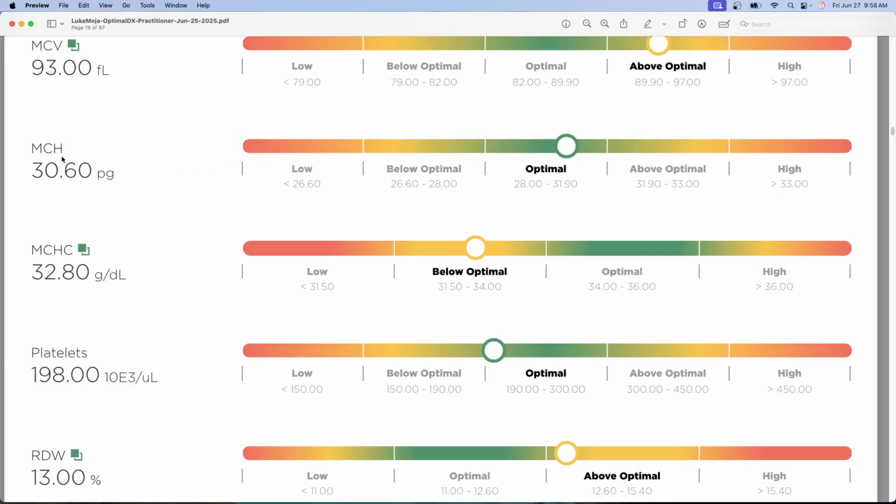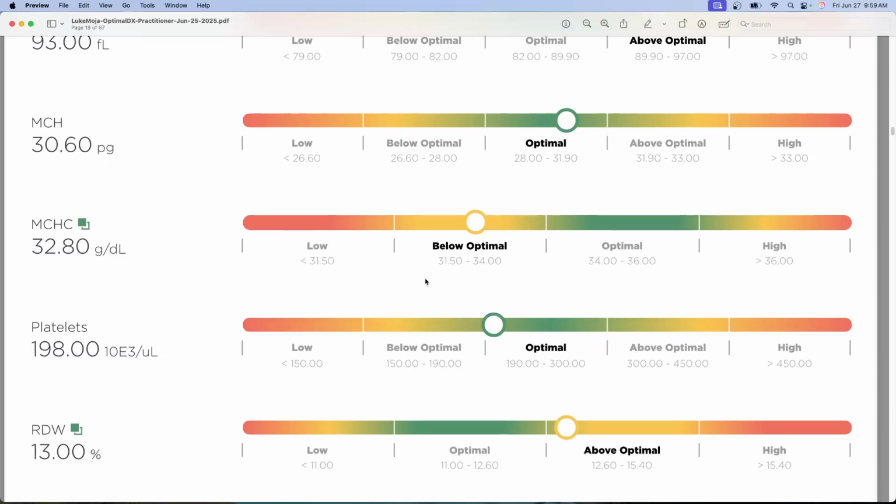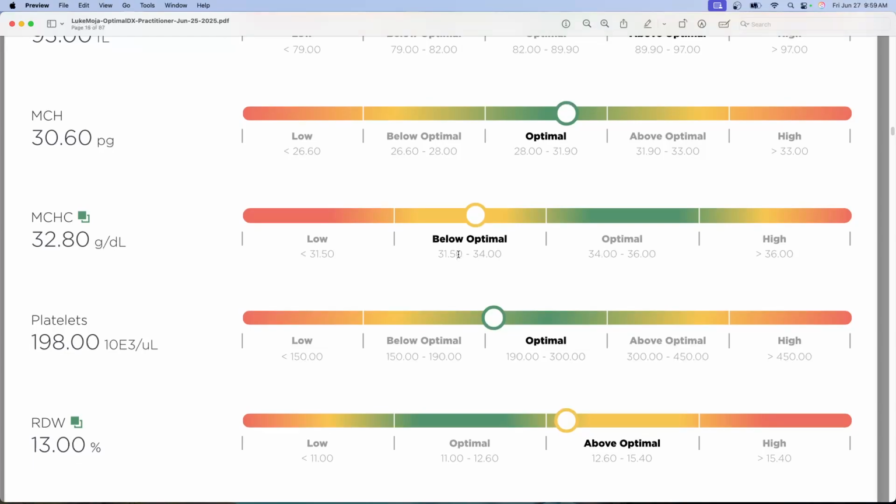MCH and MCHC, these are mean corpuscular hemoglobin and mean corpuscular hemoglobin concentration. Again, these can be an issue if there's an anemia or anything like that. Typically with an iron deficiency anemia, these would be low. Same thing we talked about, with B12 or folate they could be normal or high. You see my hemoglobin concentration in the red blood cells is a little below optimal, but not too bad.